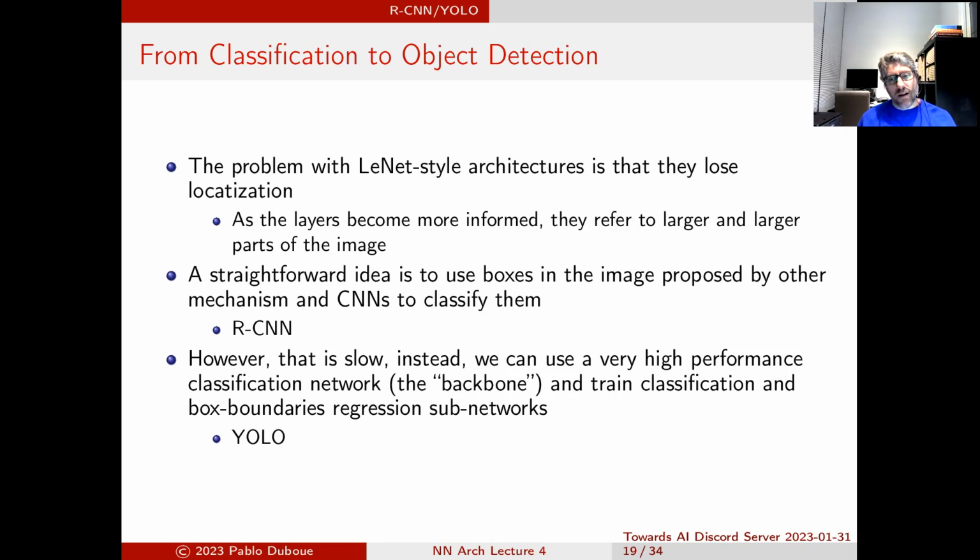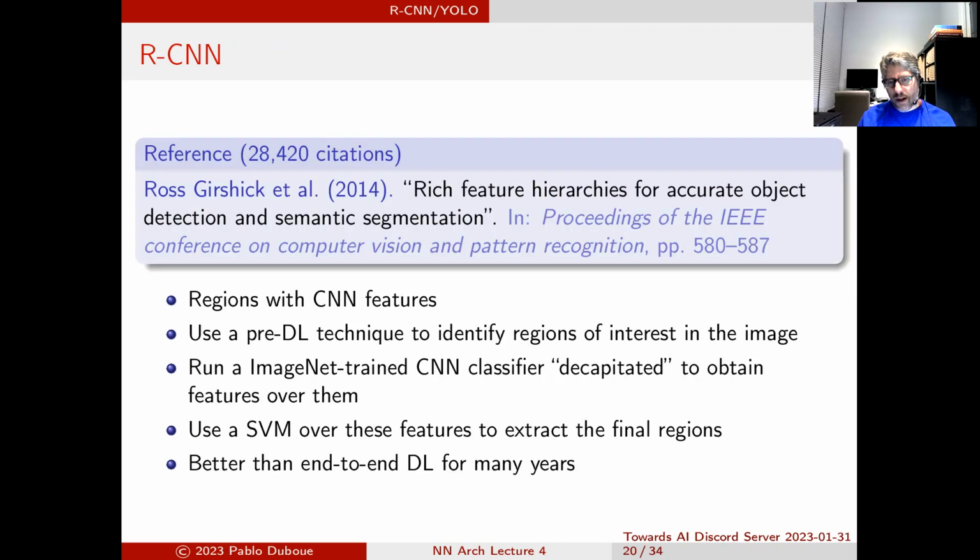Instead, we can try a one-stage approach where we take an already trained high-performance classification network, what is called the backbone, and then try classification and box boundaries on top of it. That's the technique called You Only Look Once, and that we're going to see next.